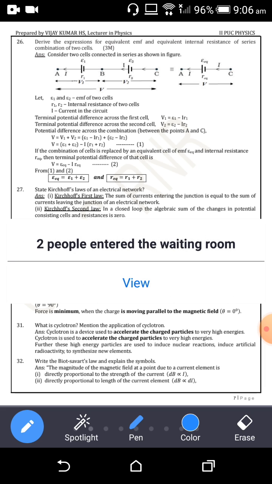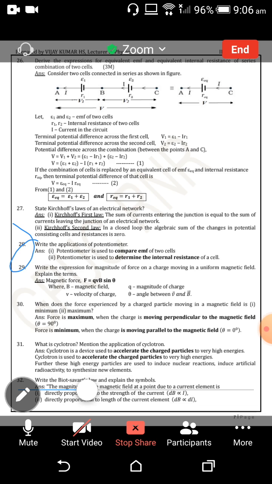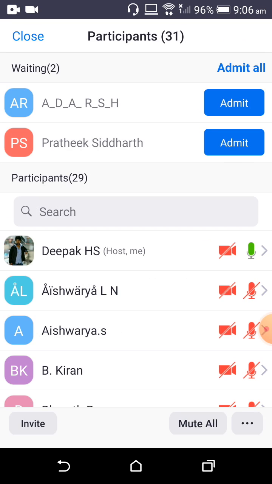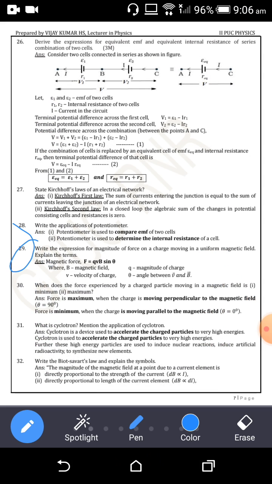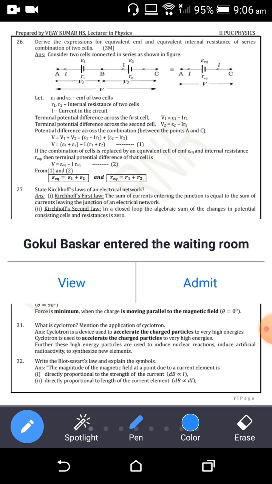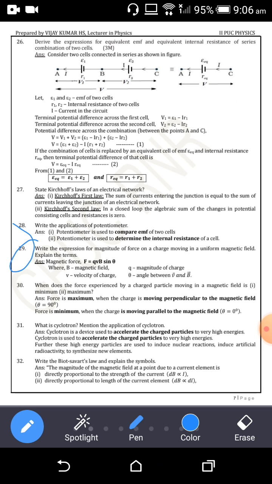As you know, whenever a charge is moving in the presence of a magnetic field, it experiences a magnetic force. We have already derived it. So the expression comes out to be F = qvB sin θ, where F represents the force experienced, B is the magnetic field, v is the velocity of the charge, q is the magnitude of the charge, and θ is the angle between v and B.